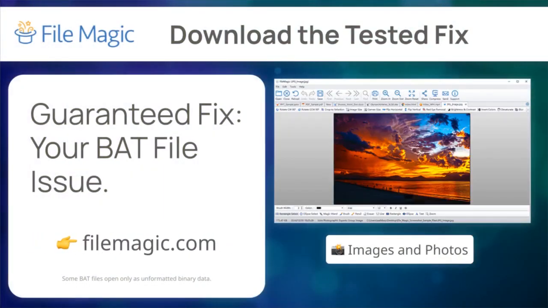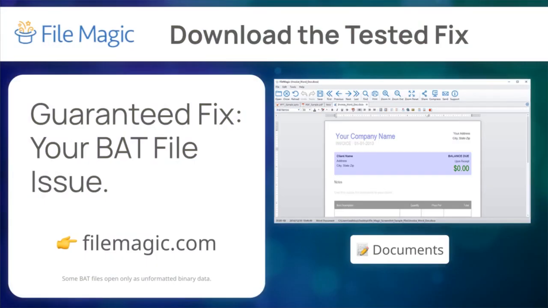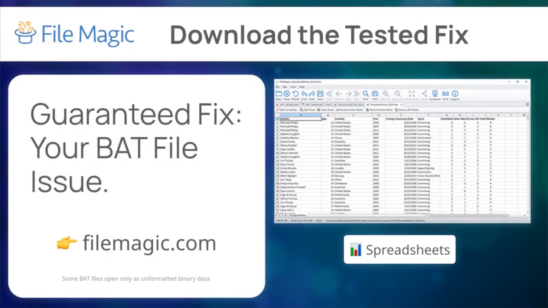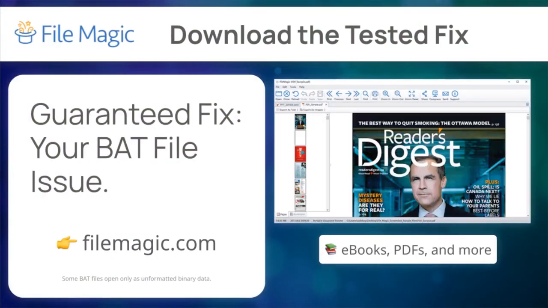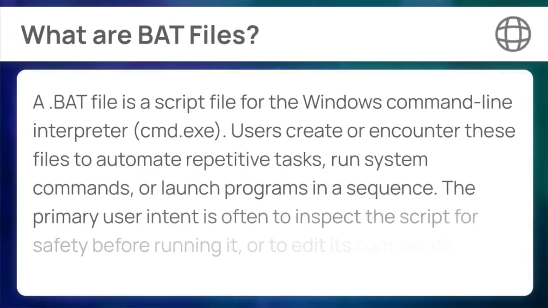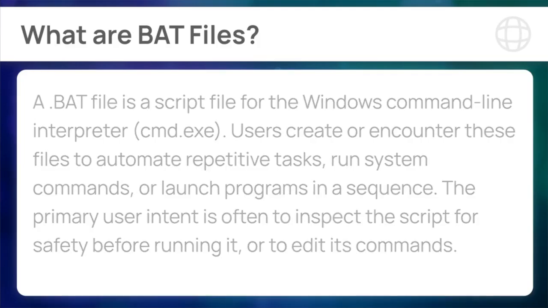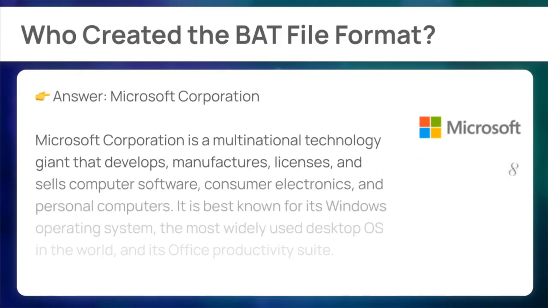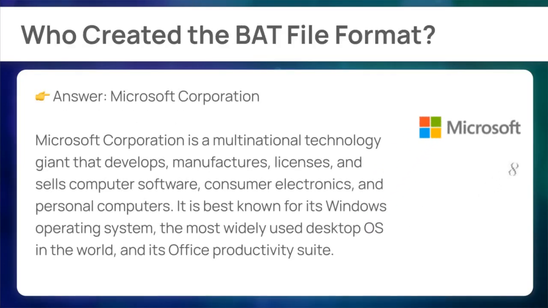We're going to rely on one simple but powerful BAT file inspection tool that is capable of reading and repairing hundreds of file types. A .bat file is a script file for the Windows command line interpreter, cmd.exe. Users create or encounter these files to automate repetitive tasks, run system commands, or launch programs in a sequence. The primary user intent is often to inspect the script for safety before running it or to edit its commands.